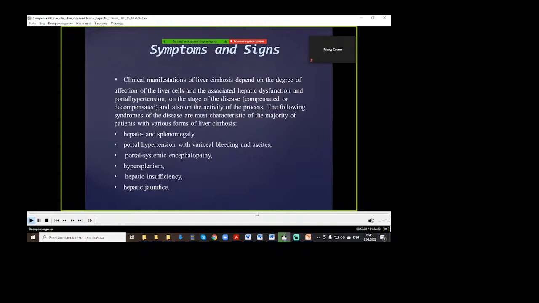So the first syndrome will be hepatosplenomegaly. The next, portal hypertension with variceal bleeding and ascites. The next, portal systemic encephalopathy. Next syndrome, hypersplenism. Next, hepatic insufficiency. And last, hepatic jaundice. So the clinical presentation of cirrhosis will be a combination of these syndromes.